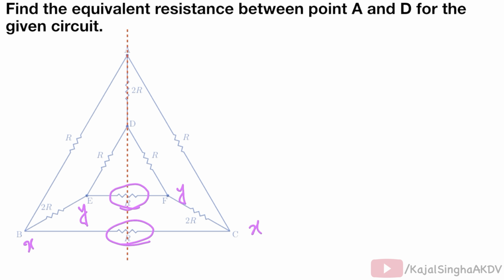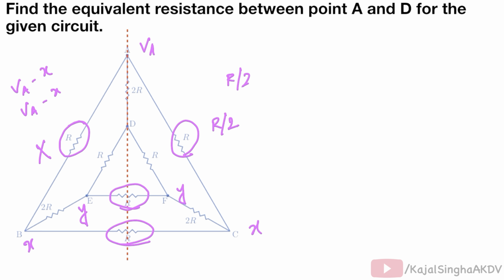And if the potential of point A is taken as VA, we can see that this resistor R, which is connected between A and B, has a potential difference VA minus X, and this resistor R, which is connected between A and C, also has potential difference VA minus X between its ends. So these two resistors can be considered as in parallel combination, so their equivalent resistance will be R by 2. So we can ignore one resistor and take the other as R by 2.